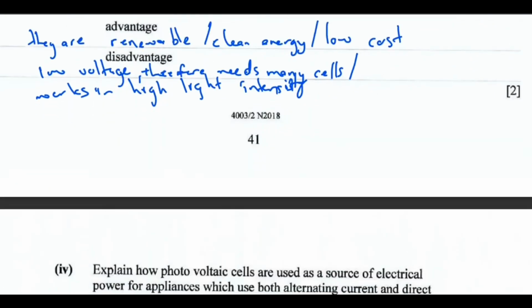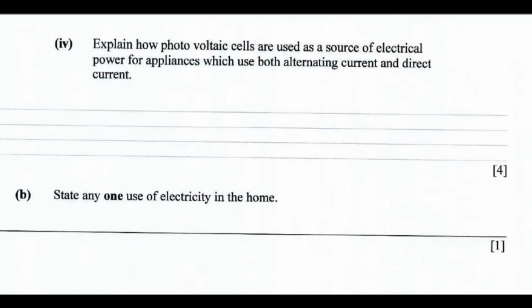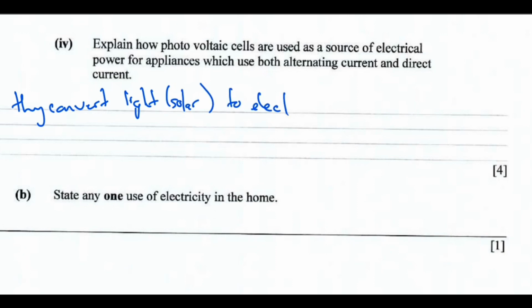Explain how photovoltaic cells are used as a source of electrical power for appliances which use both alternating current and direct current. Firstly, you should know that the number of marks suggests the number of points which you are supposed to put. So they convert light or solar energy. You can just put solar energy to electrical energy. Which is stored in batteries.